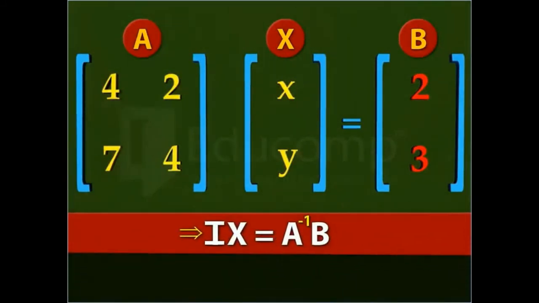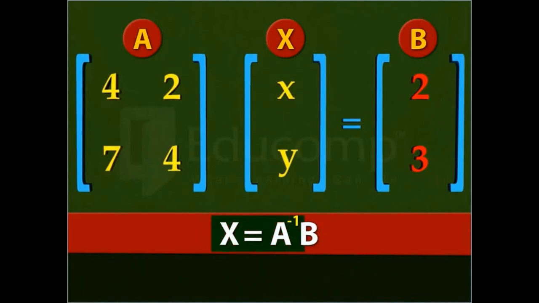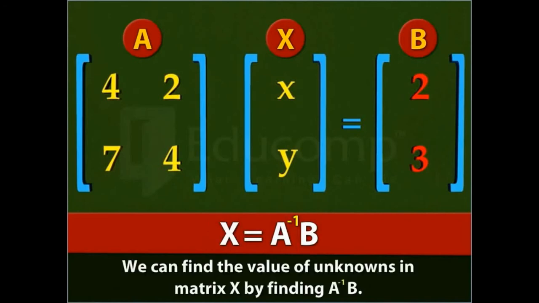The product of an identity matrix and a matrix X is the matrix X itself. Thus, X is equal to A inverse B. Thus, we can find the value of unknowns in matrix X by finding A inverse B.